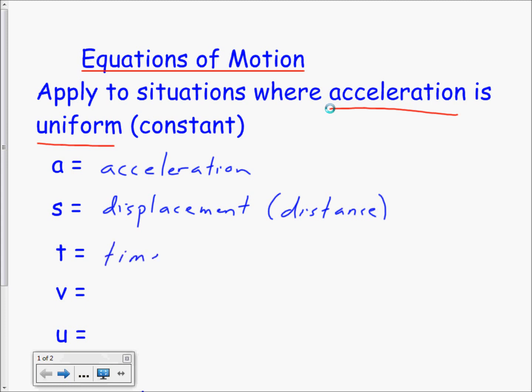Obviously, T is time. V is velocity, but we've got 2 symbols for velocity. If we're talking about something accelerating, at the start of the time interval, there will be an initial velocity. So we use the symbol U for the initial velocity. And after the object has undergone the acceleration, after whatever time we're talking about, then V specifically refers to the final velocity. All right, so 5 different quantities that are then used in these equations of motion.